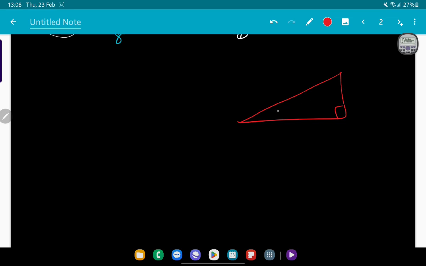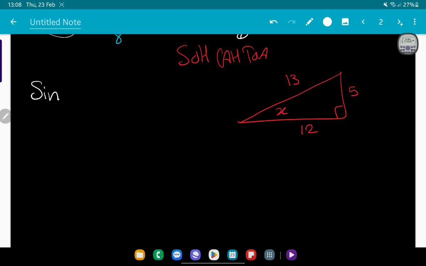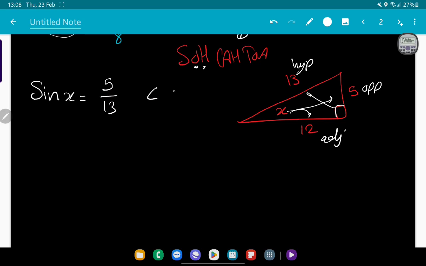If we have here angle x, and this is 5, 13, and 12. Remember the relations? So, SOH CAH TOA. Sine, this is opposite, this is adjacent, and the 90 is always opposite to the hypotenuse. Sine x is opposite over hypotenuse, so 5 over 13, and cosec x is 13 over 5.